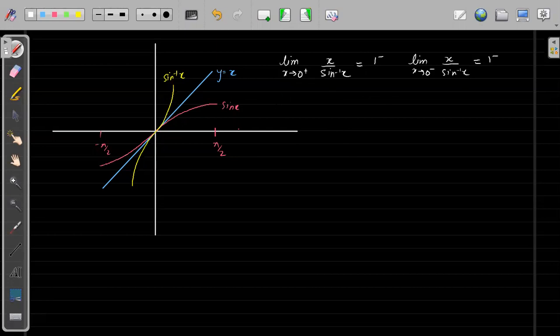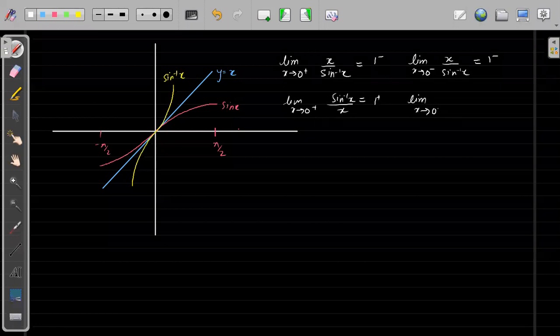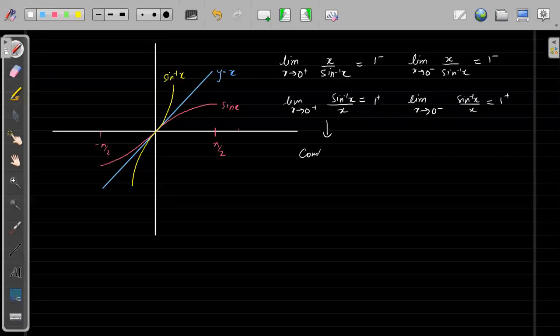Similarly, limit of x tending to 0 plus, sine inverse of x upon x, will be 1 plus, because sine inverse of x is greater. And limit of x tending to 0 minus, sine inverse of x by x, will again be 1 plus, because the minus sign will get cancelled and the magnitude will be more. So we combine the results.